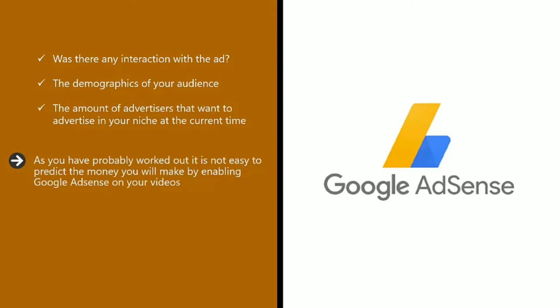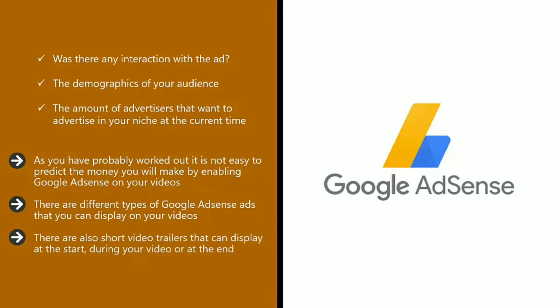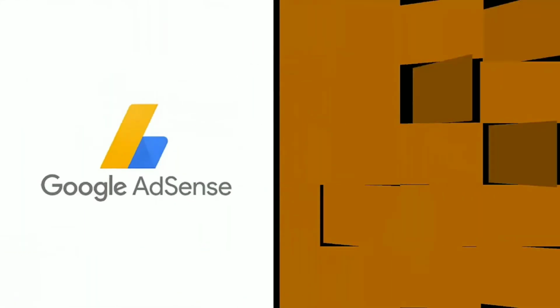As you have probably worked out, it is not easy to predict the money you will make by enabling Google AdSense on your videos. But you don't have to worry about any of the factors above other than trying to get as many views to your video as possible. There are different types of Google AdSense ads that you can display on your videos. One of the most common is a standard banner displaying at the bottom of the video. There are also short video trailers that can display at the start, during your video, or at the end. Sometimes the viewer can skip these trailers and other times they will have to watch them.